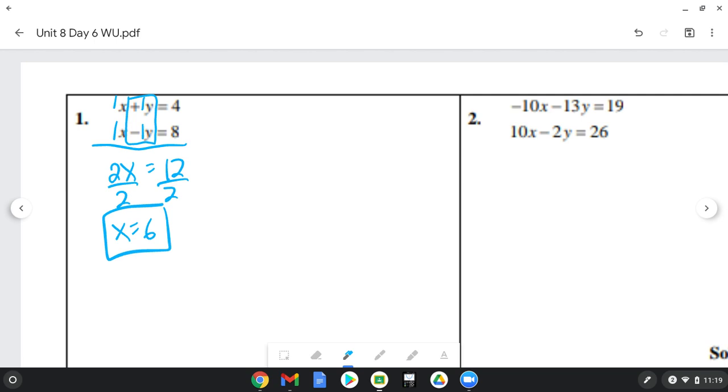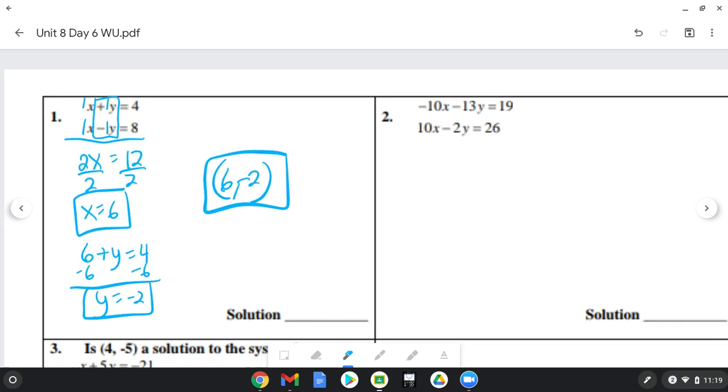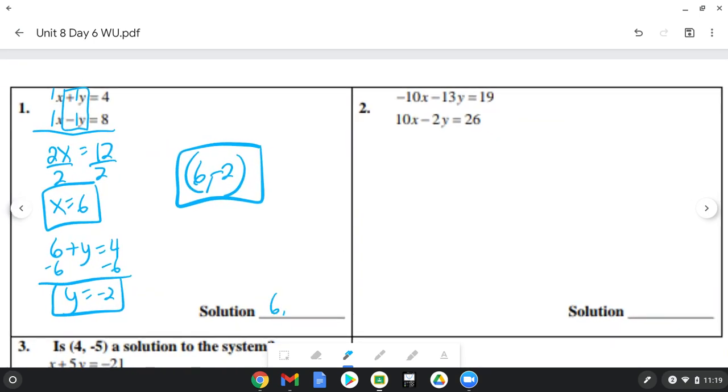Now you get to choose which equation to plug it into up top. I'm going to plug it into the top one so that we don't have any negatives. So that'd be 6 plus y equals 4. Subtract 6. And then my final answer for y would be negative 2. So I'm always supposed to write this as an ordered pair, though. So that's 6 comma negative 2. That's my answer for number 1. Oops, I didn't see that there was a spot for it.